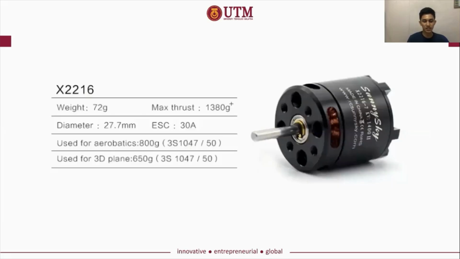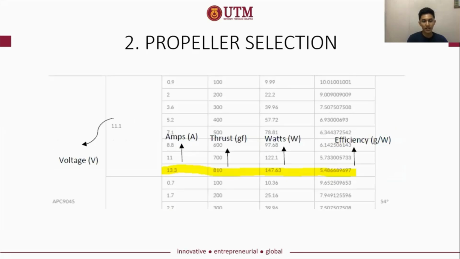So these are the details of the Sunny Sky X2216. The weight is 72 grams, and the maximum thrust is about 1380 g. And then the propeller. The propeller comes from the motor catalog. So we have propeller AP69045, which requires about 810 of thrust.